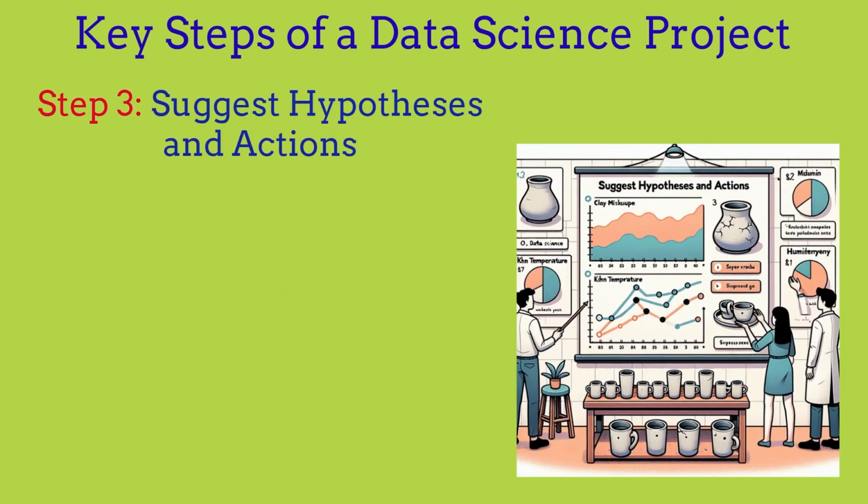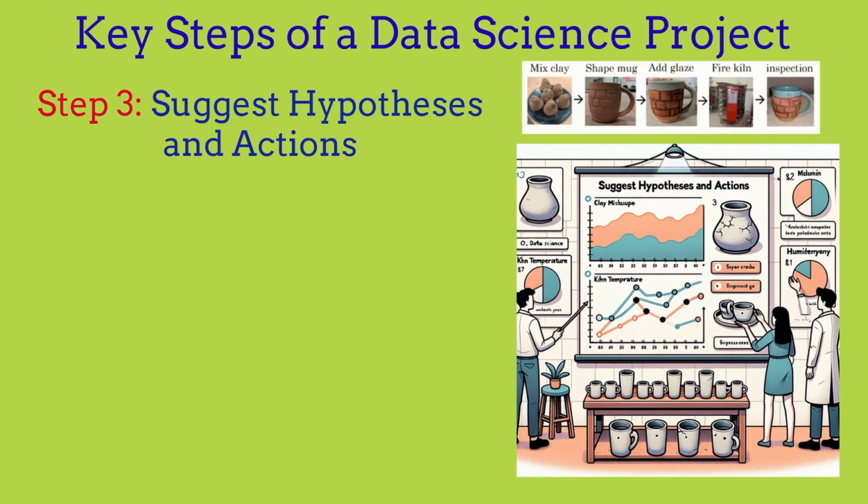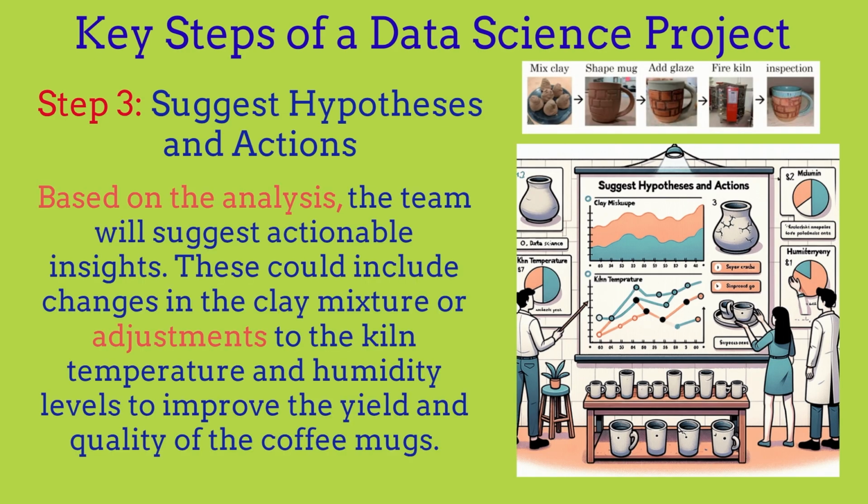Now for step number 3, we have to suggest a hypothesis and also actions. Based on the analysis, the team will then suggest actionable insights, and this could create changes in the clay mixture or adjustments to the kiln temperature and humidity levels to improve the yield and quality of the mugs.